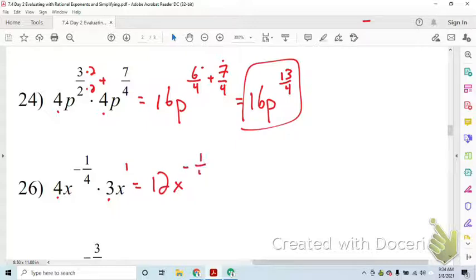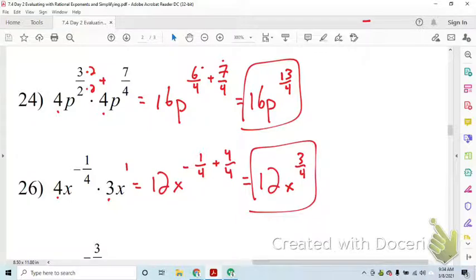Negative 1/4 and it's plus 1. Now 1 is a fraction, it's 1 over 1. So what I'm going to do is multiply it by 4 over 4. When you do that, you end up just getting 4 over 4. So now this is the same thing as 12x to the 3/4 power. No fractional exponents in the denominator. We're good.